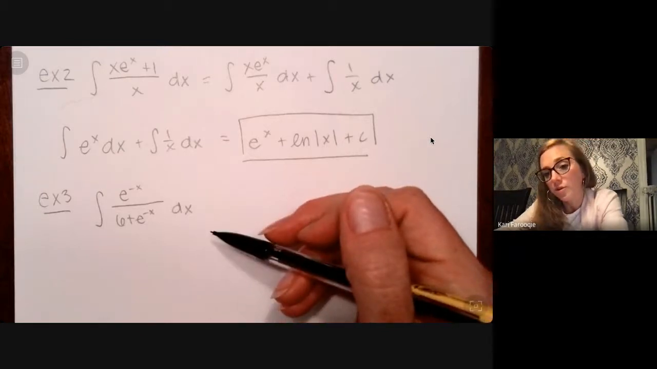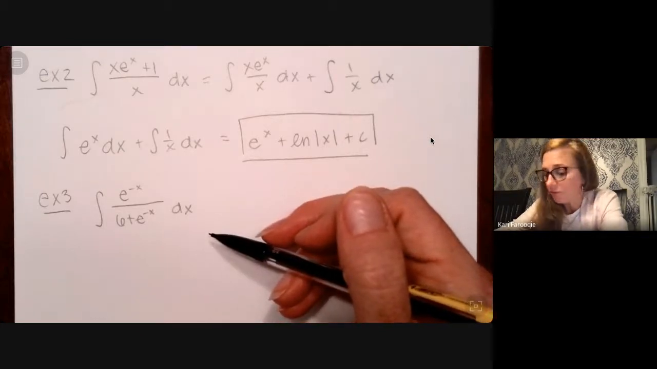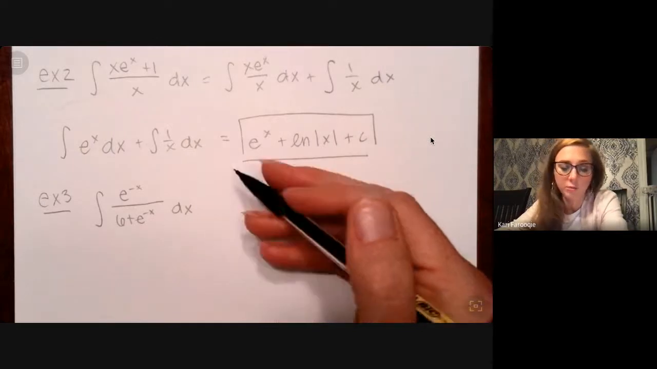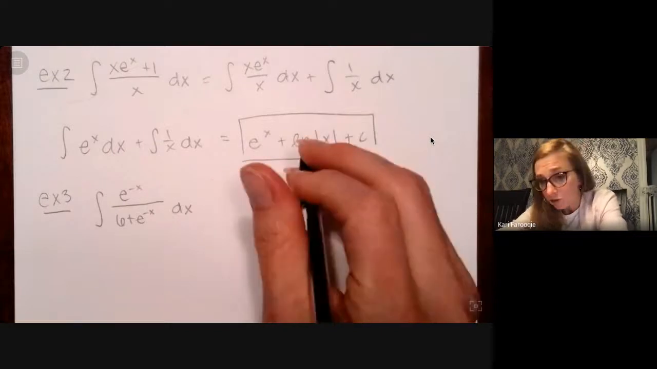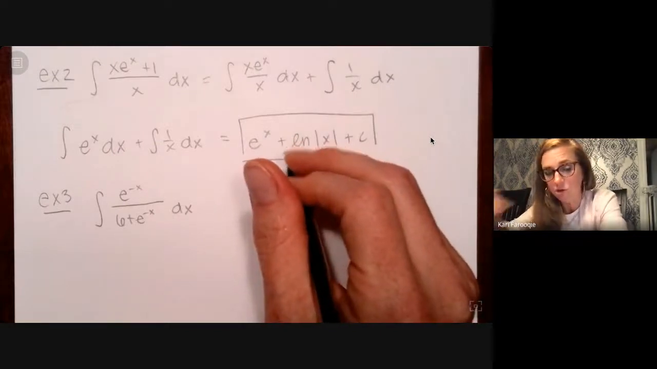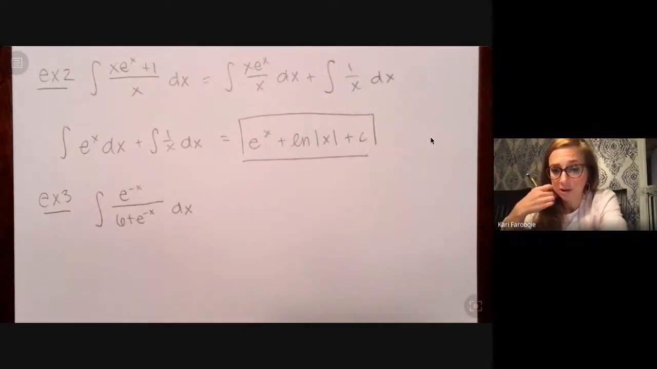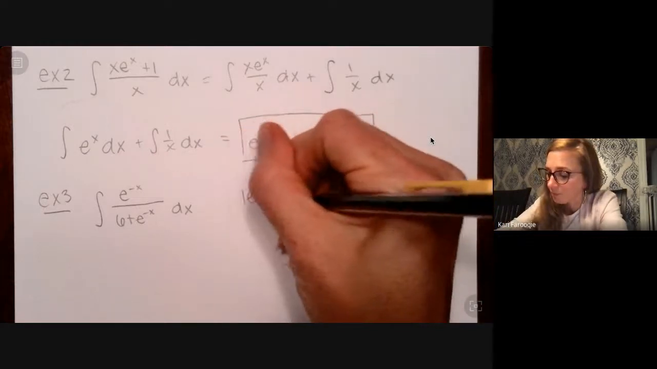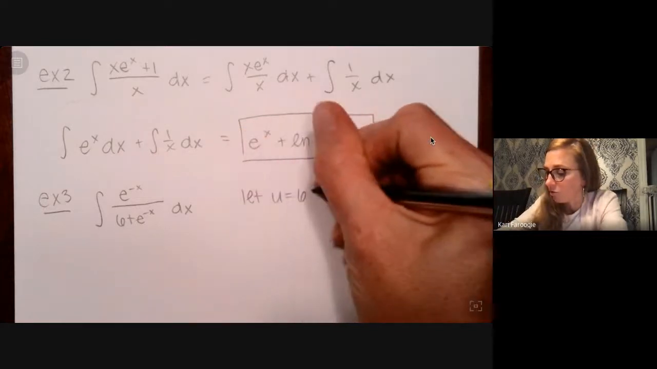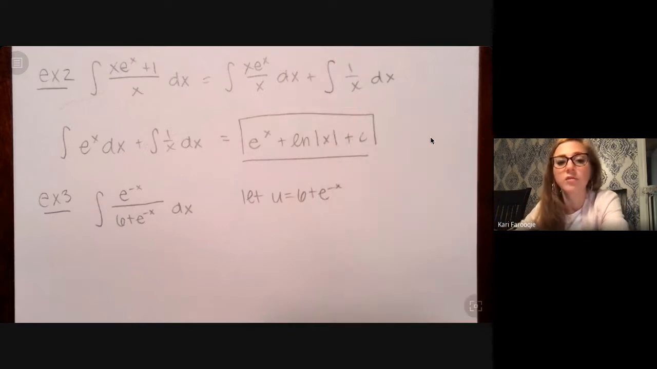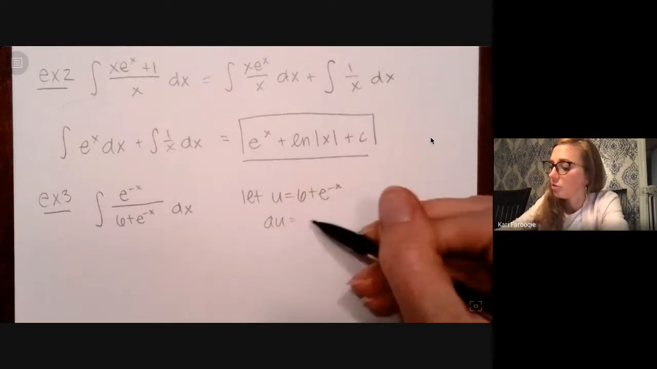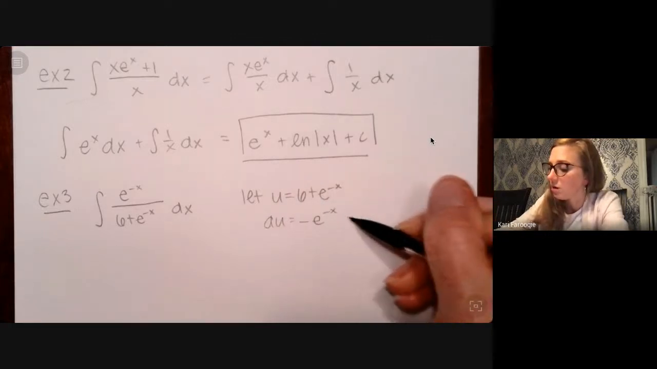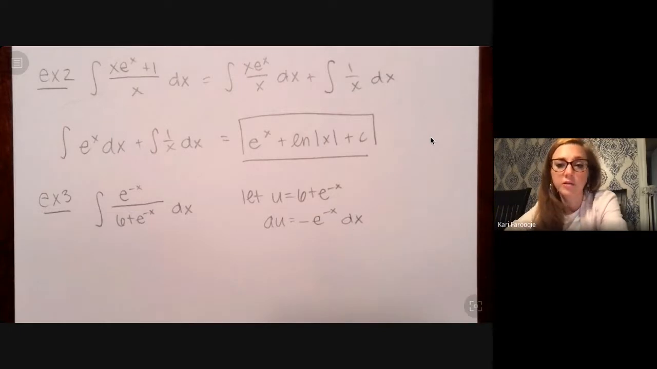When in doubt, if you're not sure what to do, try a u substitution. If you've done enough of them, then you should have a pretty good idea of where this one's going. But a lot of times, if you're not sure where to go with your integration, you can try letting the denominator be u. So we're going to let u be 6 plus e to the negative x. Now, the derivative of u is going to be negative e to the negative x dx.